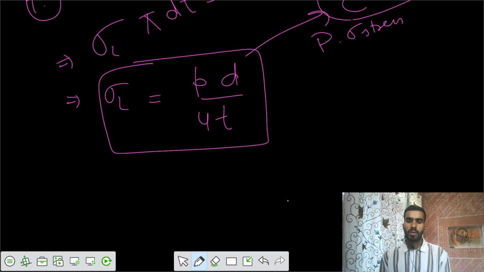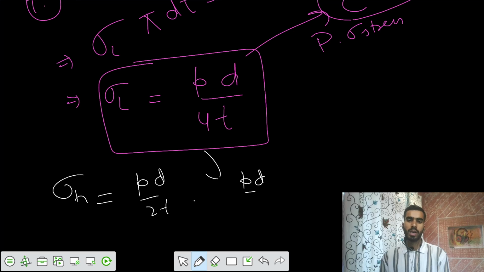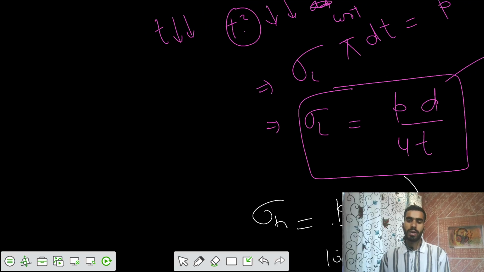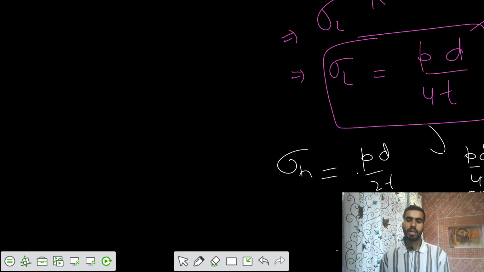If sigma hoop is equal to PD by 2t, and this value, sigma long, is PD by 4t. If this value is 100 megapascal, then this one would be 50 megapascal. So that means hoop stress is dominant in this one. In the vessels, we have hoop stress that's dominant.